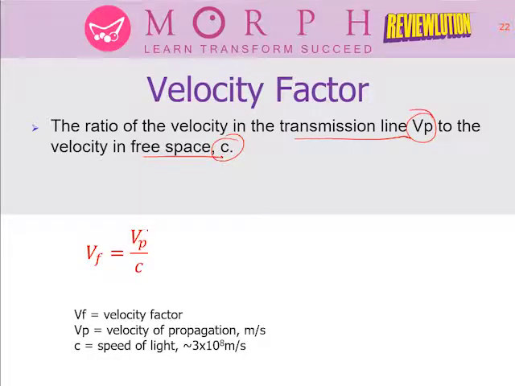The ratio of the speed of the electromagnetic signal in a transmission line, Vp, over the speed of that electromagnetic wave in a vacuum is the Vf, in which we know that this Vf can only be equal to 1 if your medium is free space. If the medium is no longer free space like the transmission line, then we know that this velocity factor can never be equal to 1. It is now lesser than 1. So a lesser than 1 velocity factor means that your Vp is lesser than c, and there is never a velocity factor greater than 1 because there is no Vp that could be greater than c.